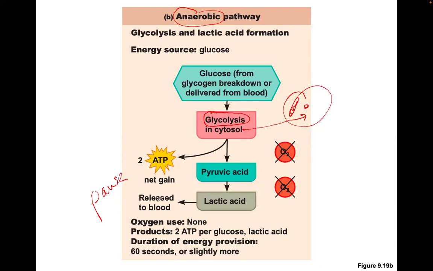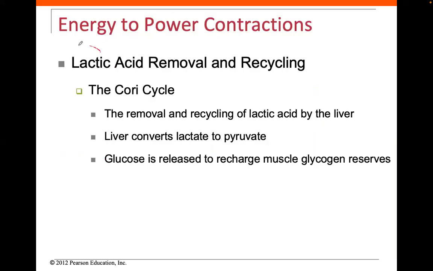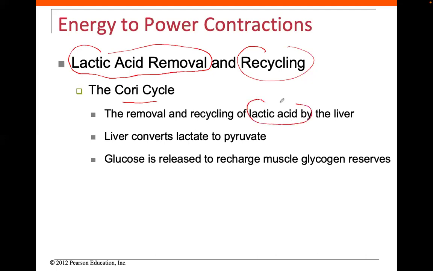The lactic acid is going to find a way into the liver to be converted back into glucose for this cycle to happen. So this ends up being like a two-way street. Pyruvic acid can go to lactic acid, and lactic acid can go back to pyruvate. I'll show you how that works in just a second. That pathway is the way of removing lactic acid and helping it recycle, and it's called the Cori cycle. It's the removal and the recycling of lactic acid by the liver. The liver converts lactic acid to pyruvate.